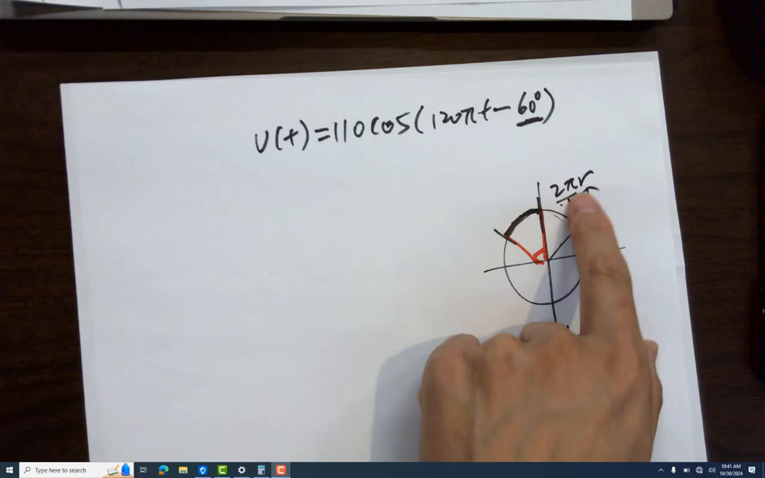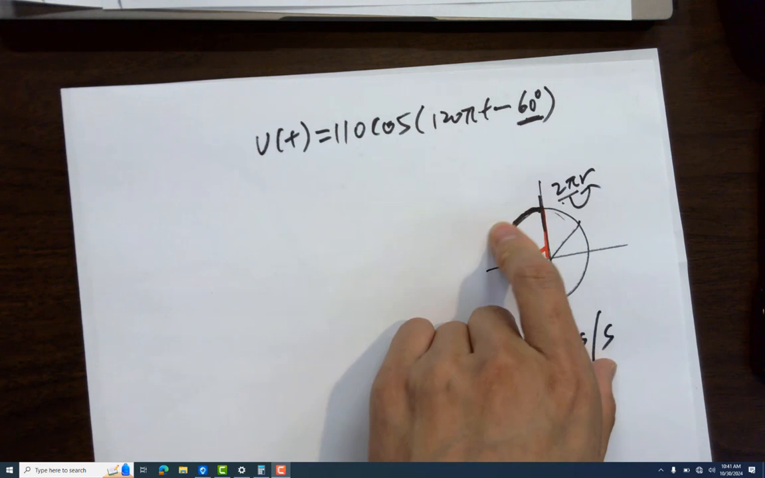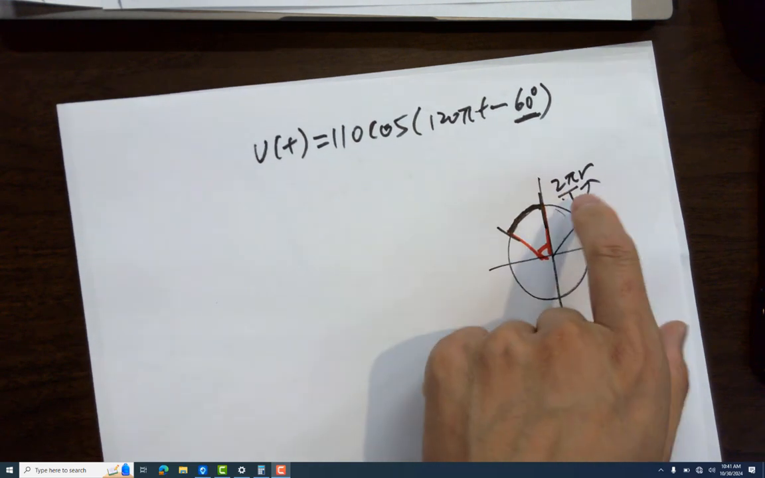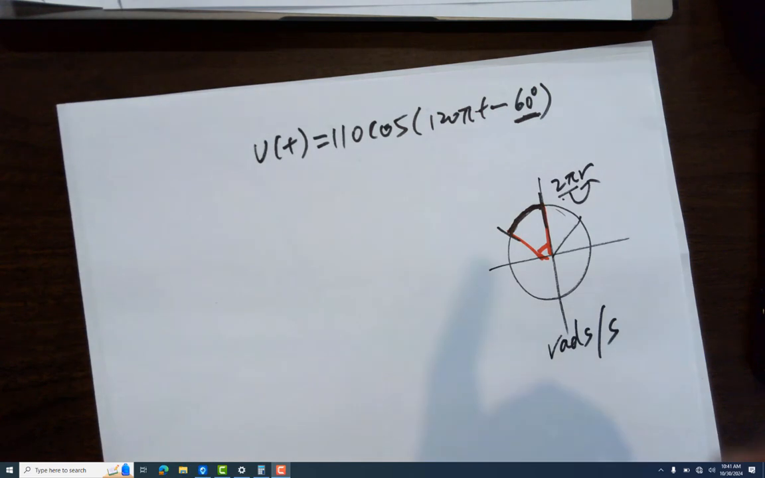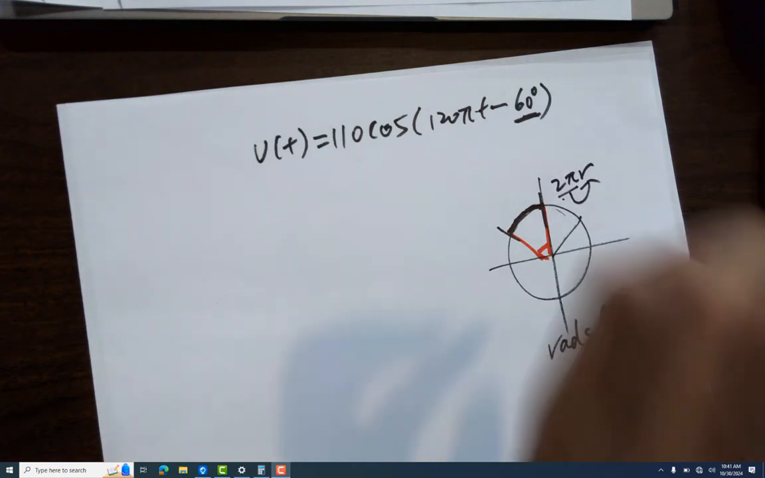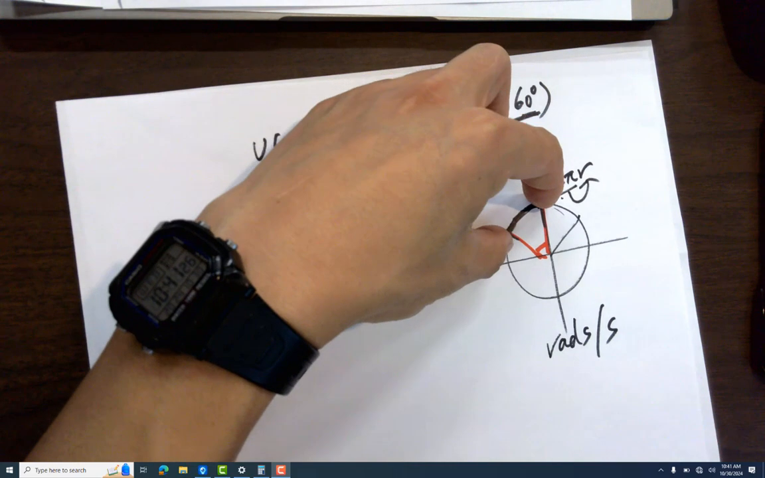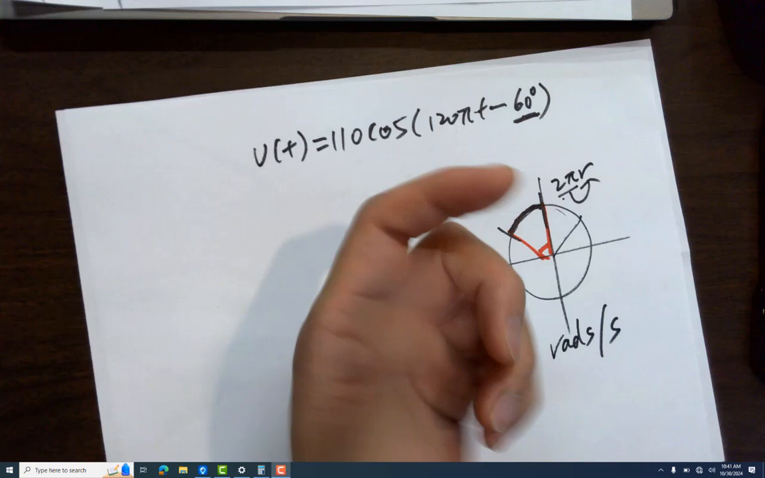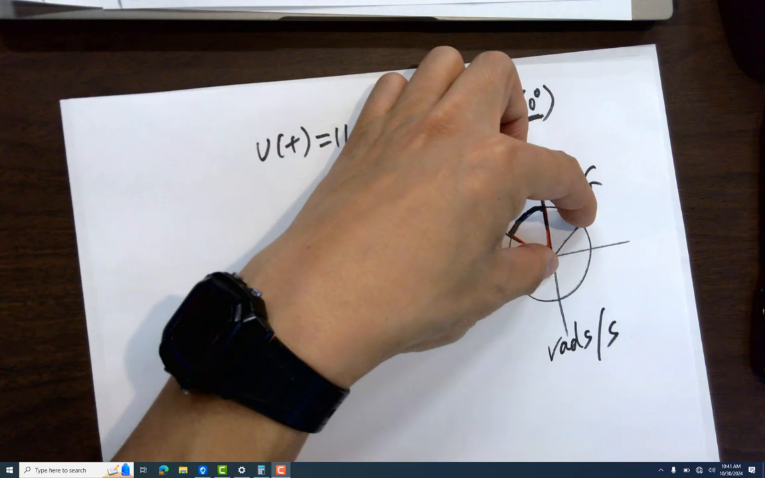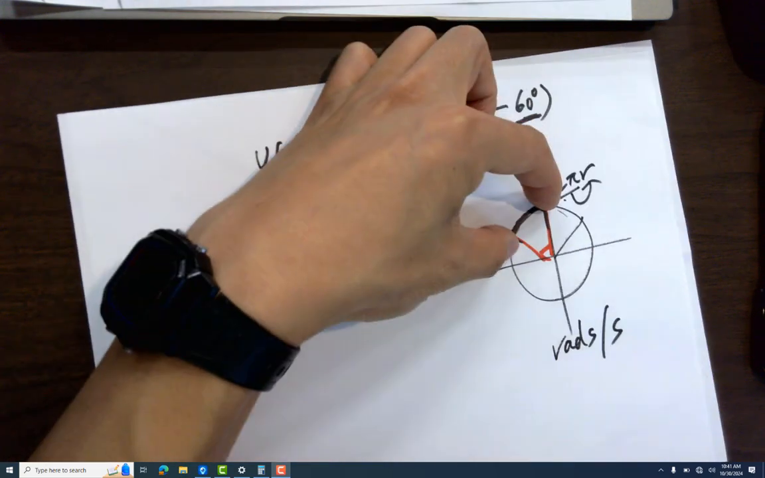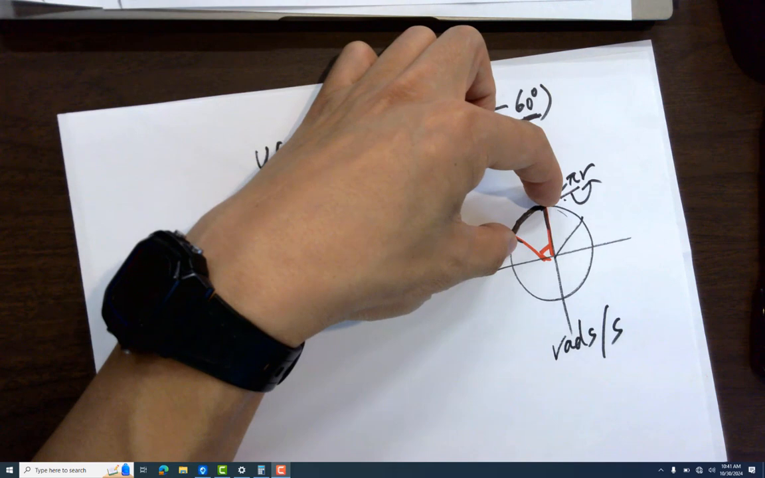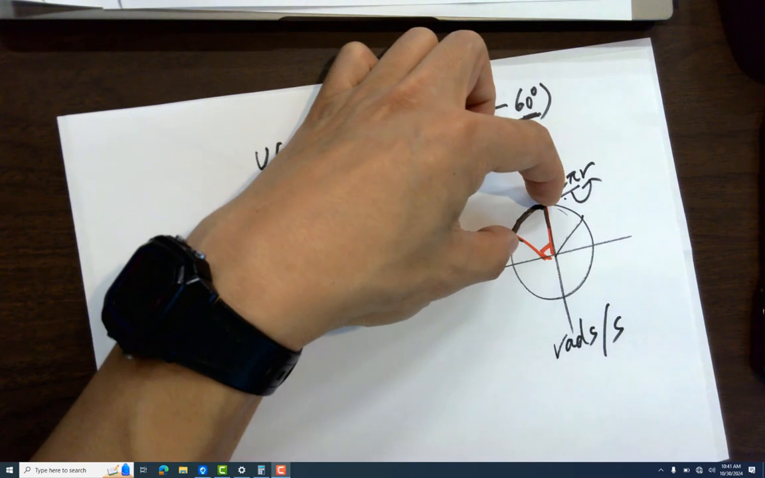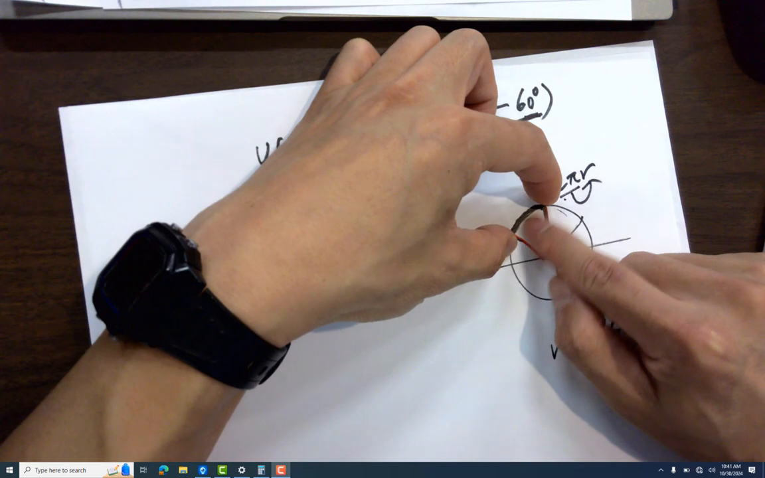So how many r's for the whole circle lengthwise? How many r's? 2 pi's. What is pi? 3.14. So how many r's lengthwise for the circle? 6 point something, right? Is this the r? Is this the length of the r? Same length. How many radians? 1. It's just 1 radian. So this angle is just 1 radian.